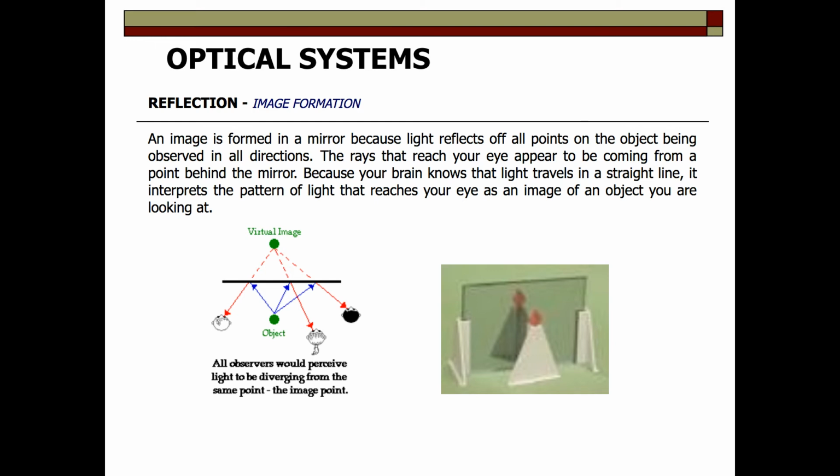So basically what we're seeing here is your object that's being reflected, but you can see that this is your angle of reflection right here that's going to reach your eye. And it's as if this image is right behind the mirror.